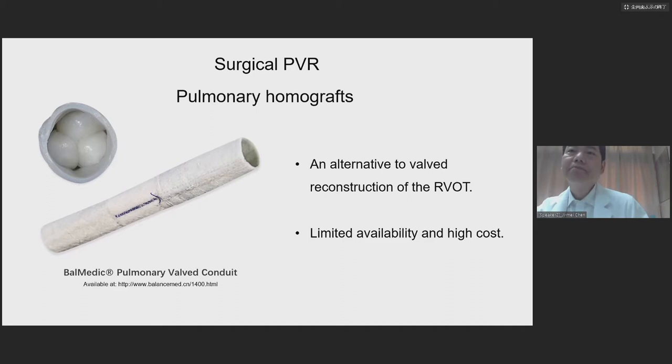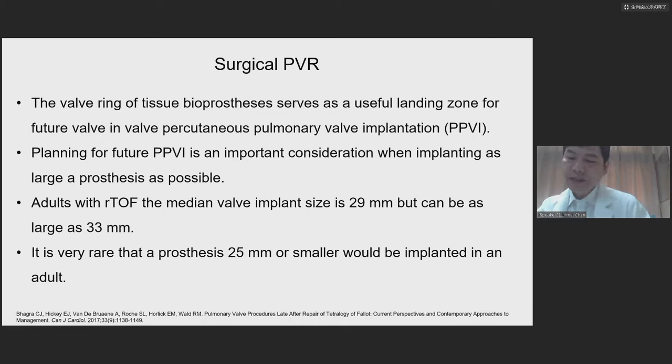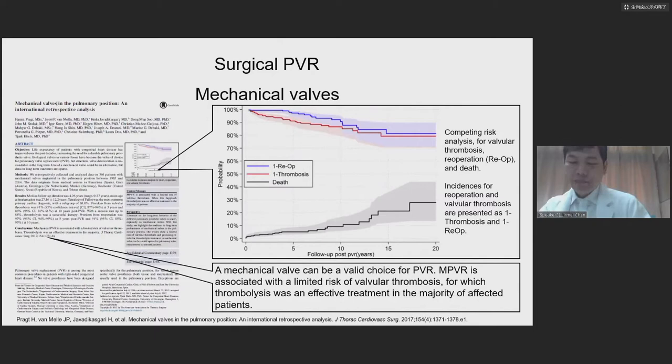If the patient needs a second pulmonary valve replacement, there is a choice to use percutaneous pulmonary valve implantation. So the first pulmonary valve replacement is important. The valve ring of a tissue bioprosthesis serves as a useful landing zone for future valve-in-valve percutaneous pulmonary valve implantation. A mechanical valve can also be used for PVR, but patients need lifelong anticoagulation.